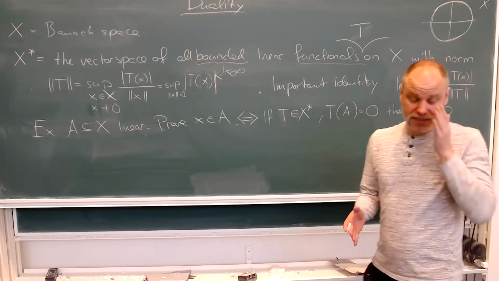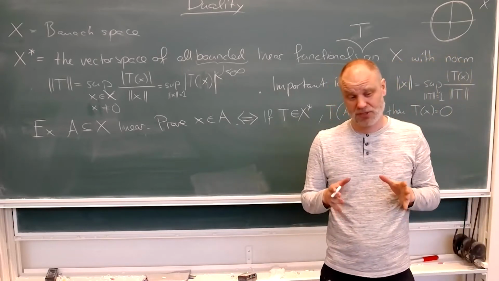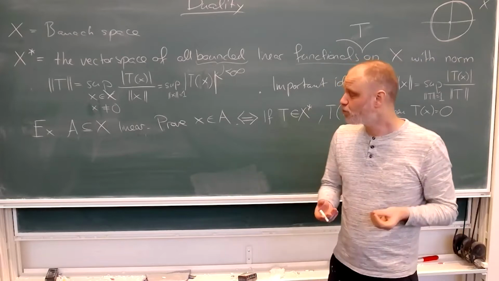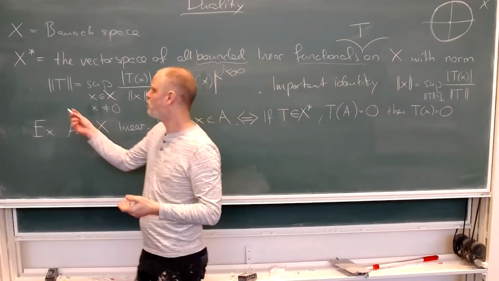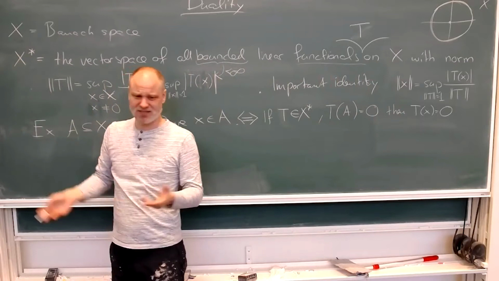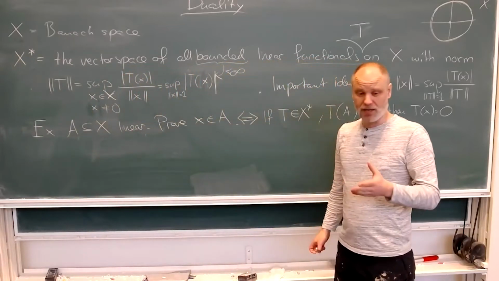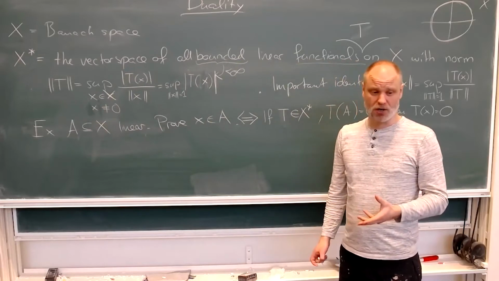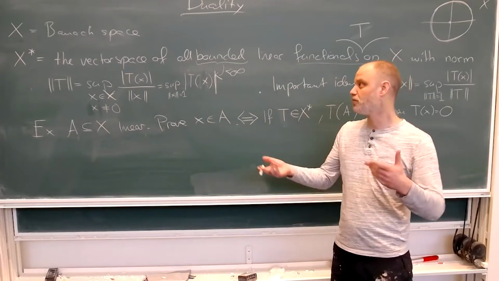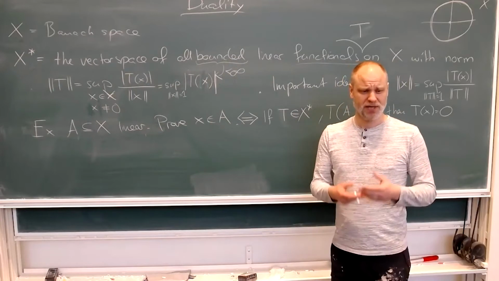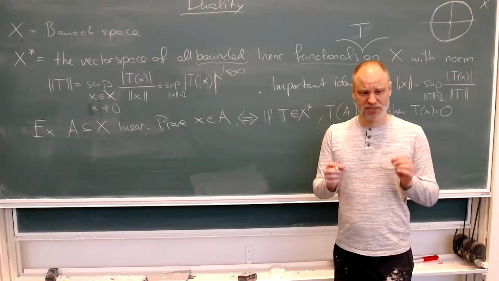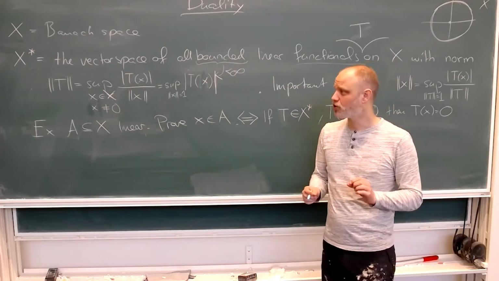But all of this is pretty useless still, unless we have a concrete representation. You're probably watching this now and you're like, what the fuck is this? Sorry, my language. And yeah, unless X star is more concrete than the vector space of all bounded linear functionals, it is pretty useless.